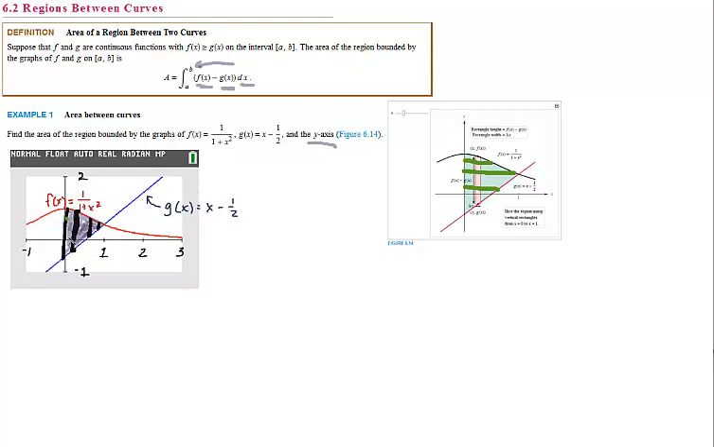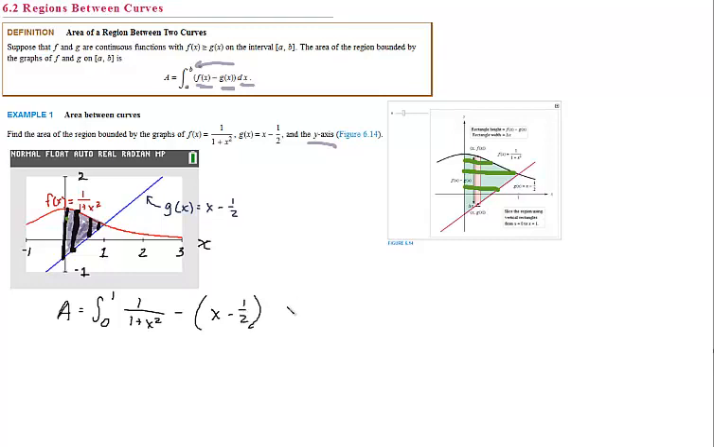Also note that because my limits of integration are going to be along this x-axis, they go from 0 to 1. So I would write this as area equals the integral from 0 to 1 of the top function, which is 1 over 1 plus x squared, minus the bottom function, which is the g, which is x minus 1/2.